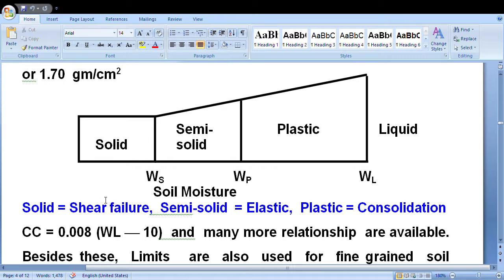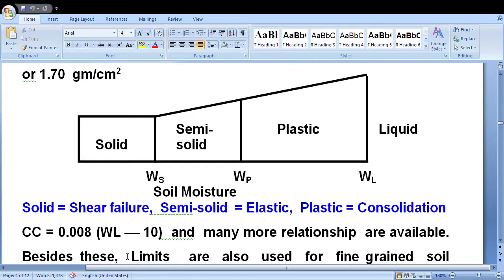Another important thing is this liquid limit, also related to compression index. It is one of the most important parameters in geotechnical engineering, because we depend on the compression index for establishing the relationship between settlement and load of the structures. This is 0.009 times the liquid limit minus 10%.